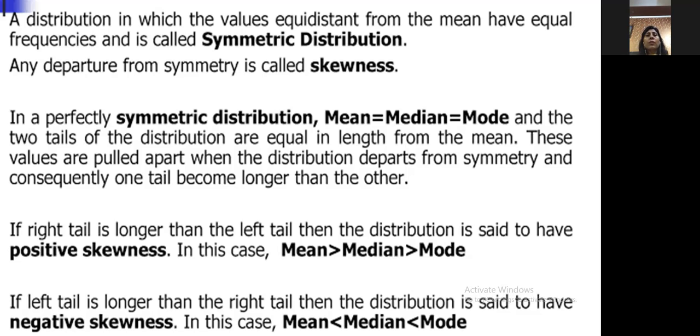But when we say positive skewness, in positive skewness, the value of the mean is greater than the value of the median and mode.